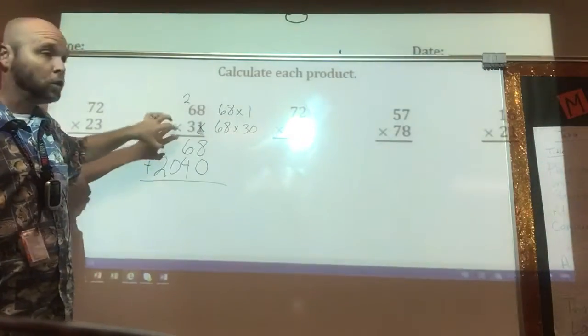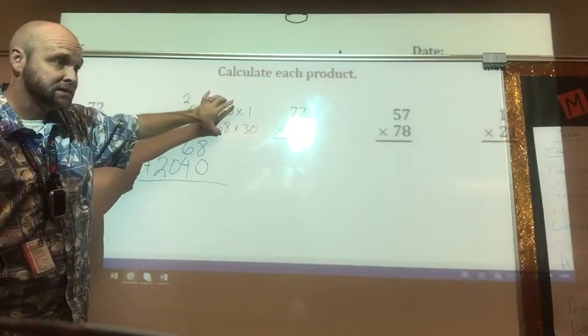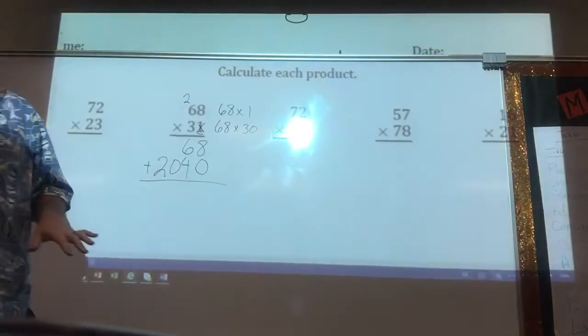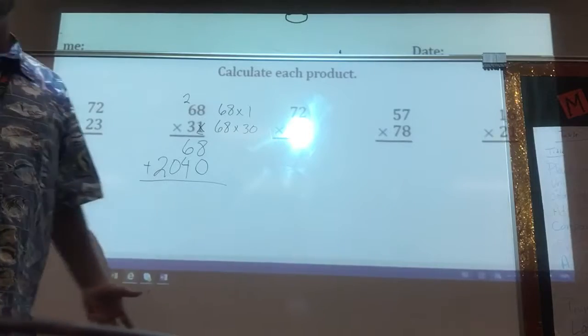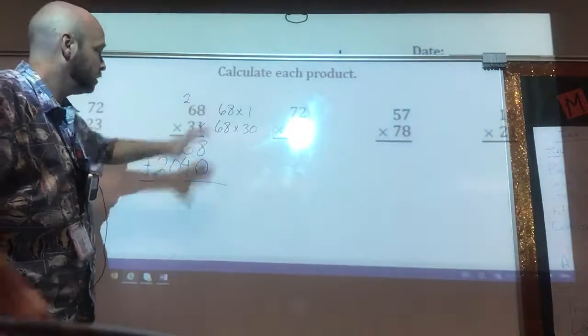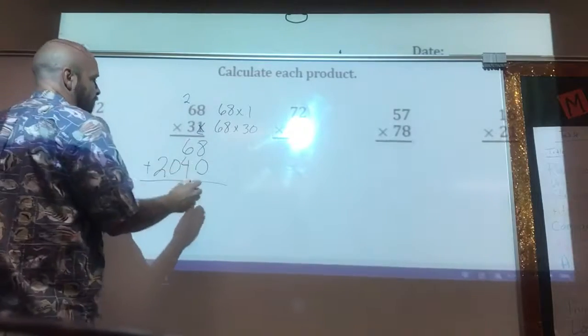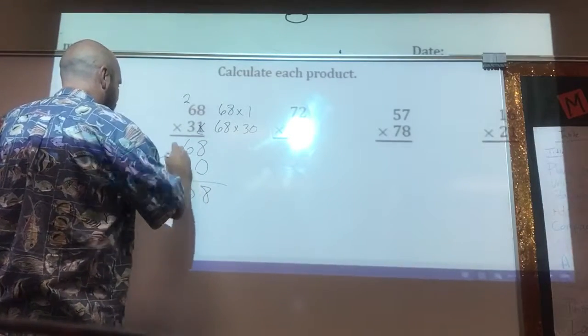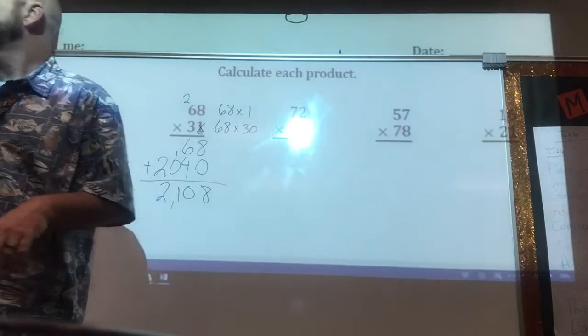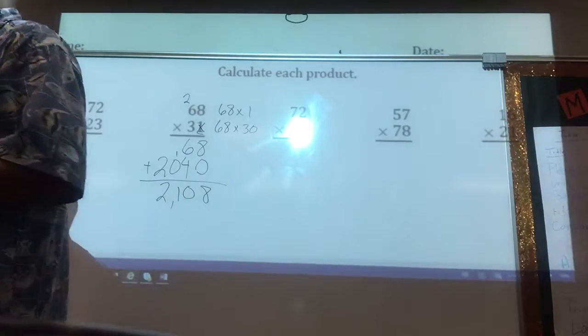So if you struggle with this, Oscar, do it like this. Okay? This is an option for you to do it. You may need a separate sheet of paper if you don't have room. But this is an option. Now we find the sum of our two products. 2,108.